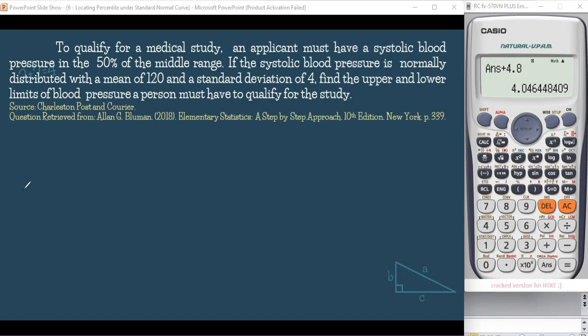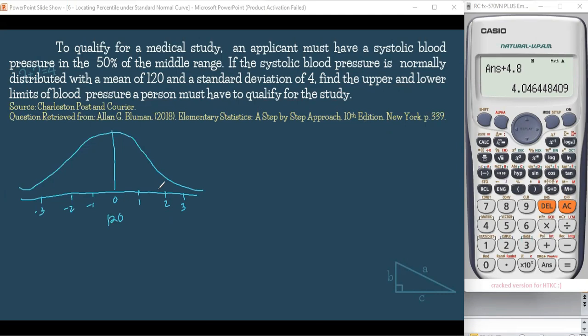So in our normal curve, meaning to say this is our normal curve, and let's assume that it is perfect. So we have here 0. So this is 1, 2, 3, -1, -2, -3. Ngayon po, sabi sa atin, ang kailangan daw po nating malaman, kung ito daw po is si 120, that is the mean, and the standard deviation is 4, find the upper and the lower limit of 50%. Yung nasa gitna daw pong 50%.